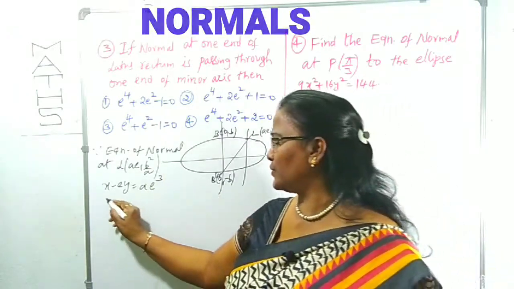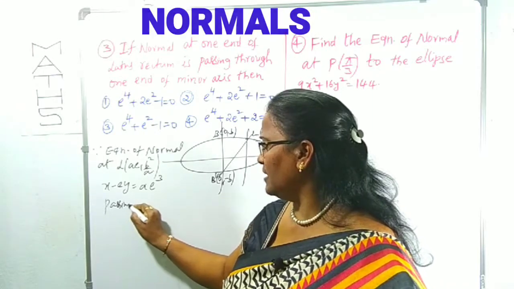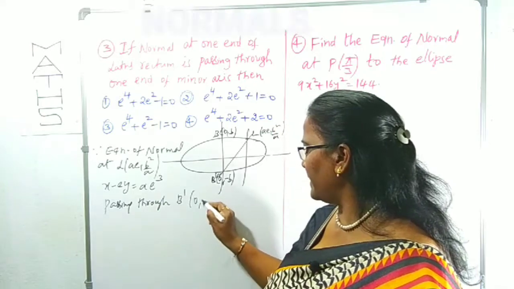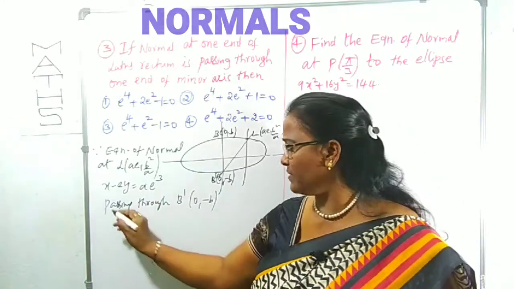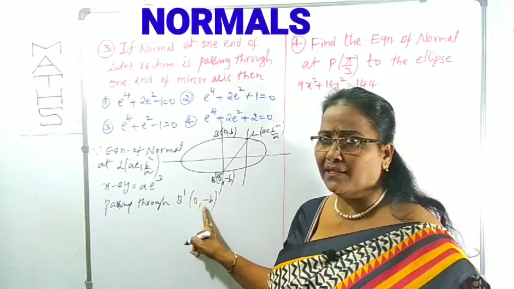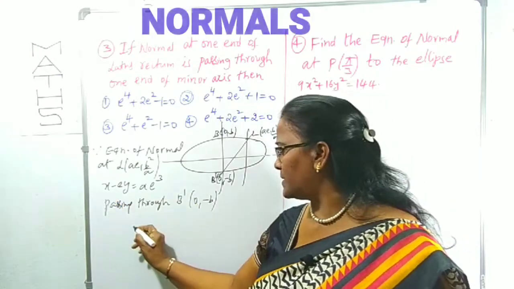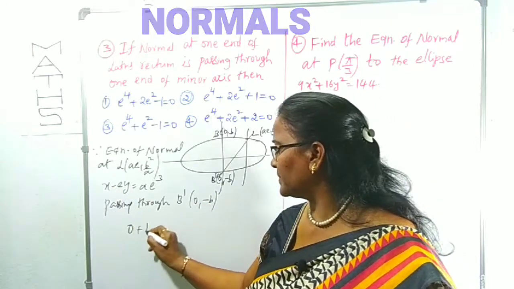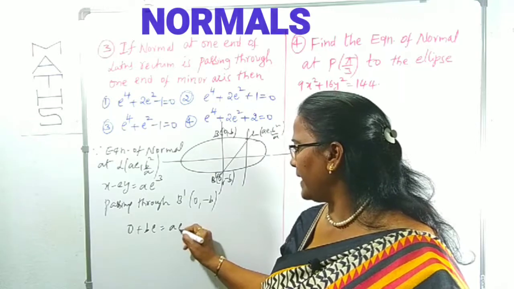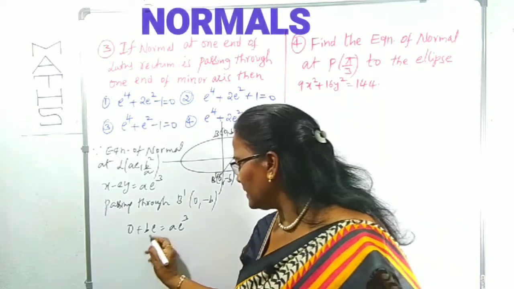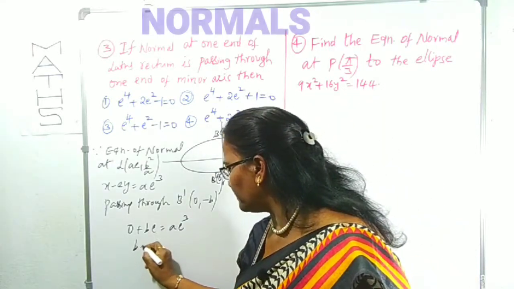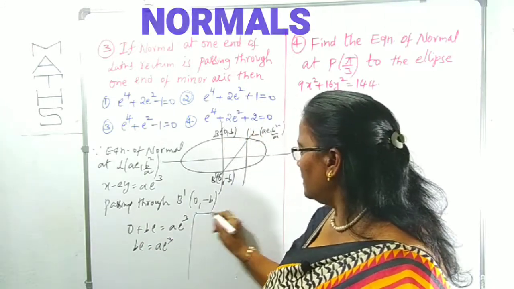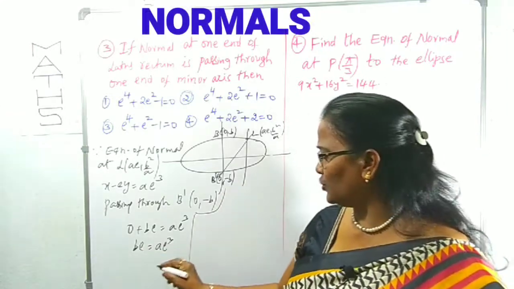B dash. Indirectly passing through B dash (0, minus b). Passing through means in place of x and y, we can substitute 0 and minus b. If you substitute x is 0, y is minus b, minus of minus b is equal to ae cubed. From this, what can you cancel out? be is equal to ae cubed, right? Now, we can cancel one e throughout.